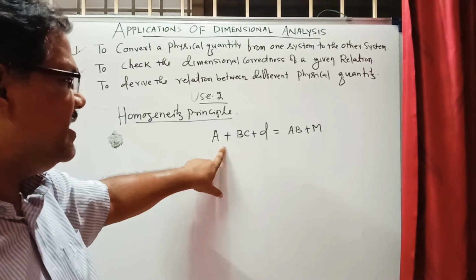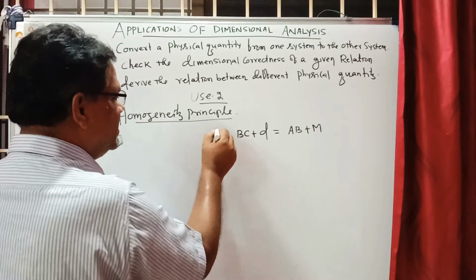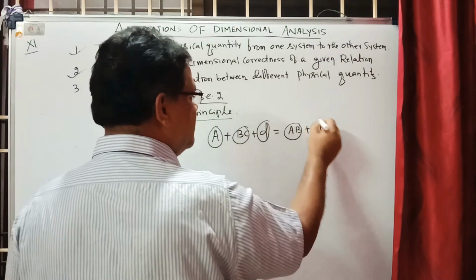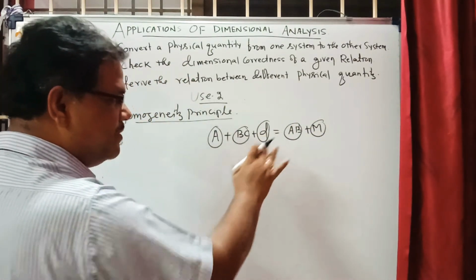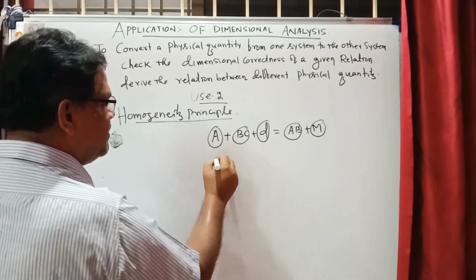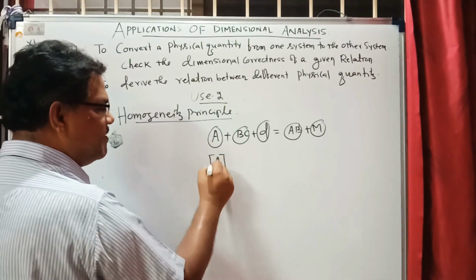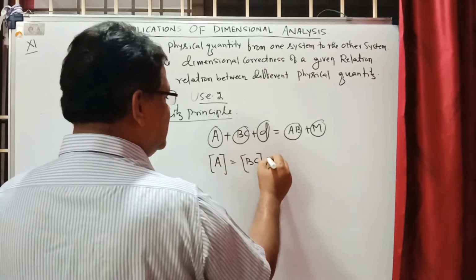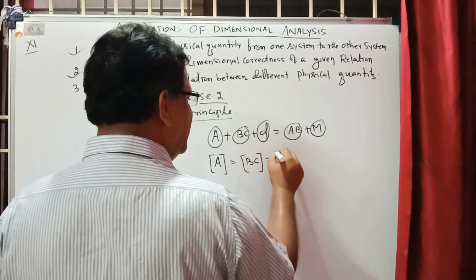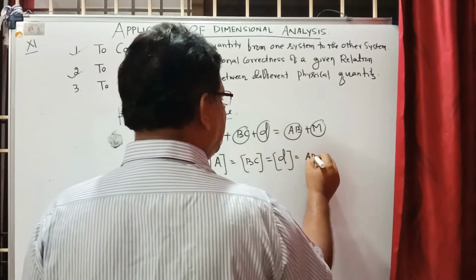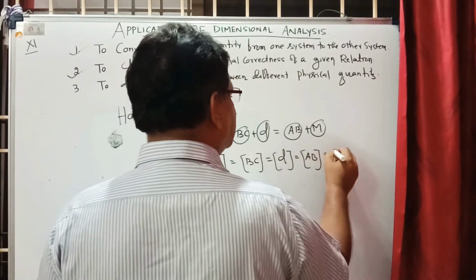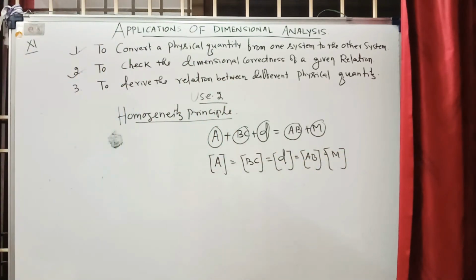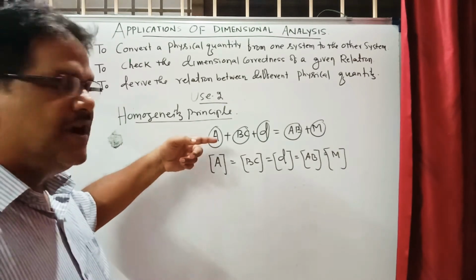How many terms are there? On the left side you find one term, this term, and this term, and on the right side this is also a term, and this is also a term. If the relation is correct, the dimensional formula of A must be equal to that of BC, that of D, that of AB, and that of N. If all the terms have the same dimensional formula, then the relation is dimensionally correct.